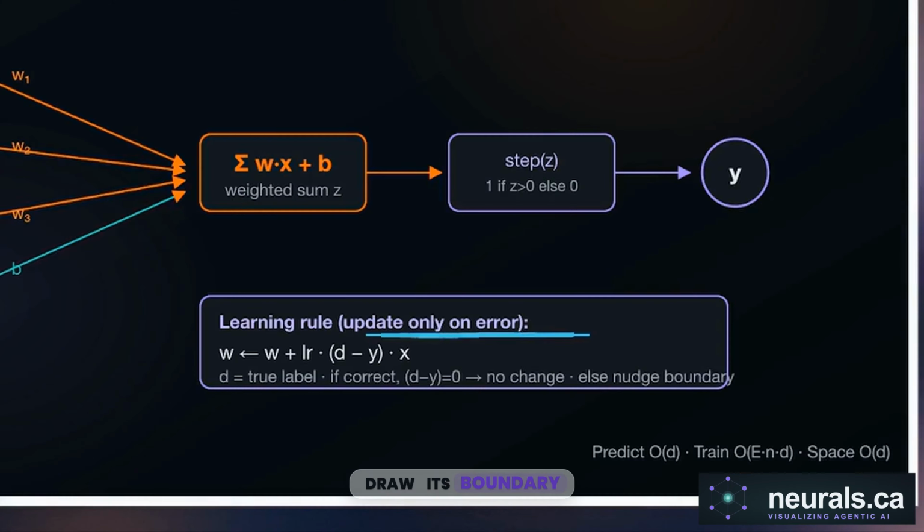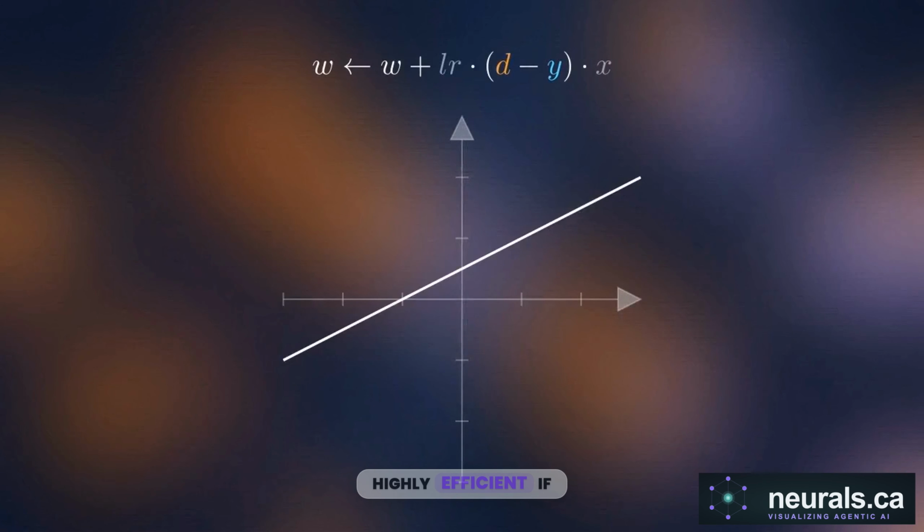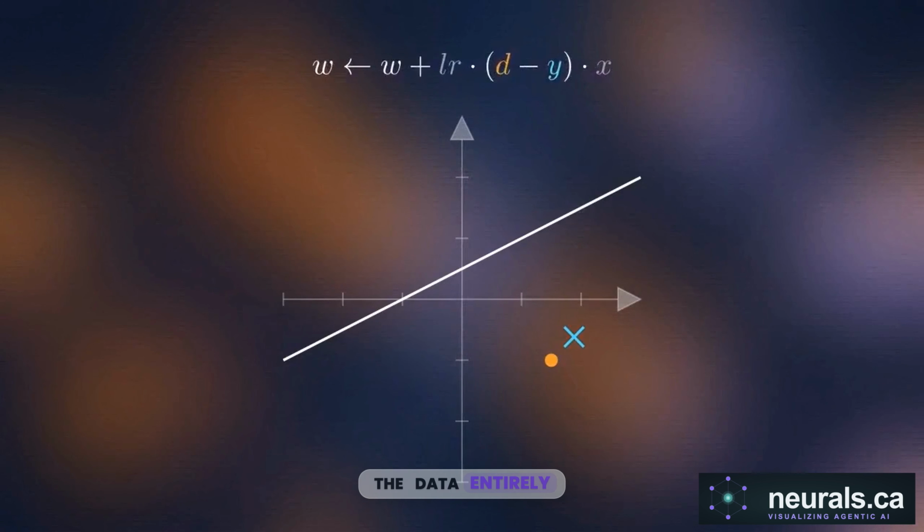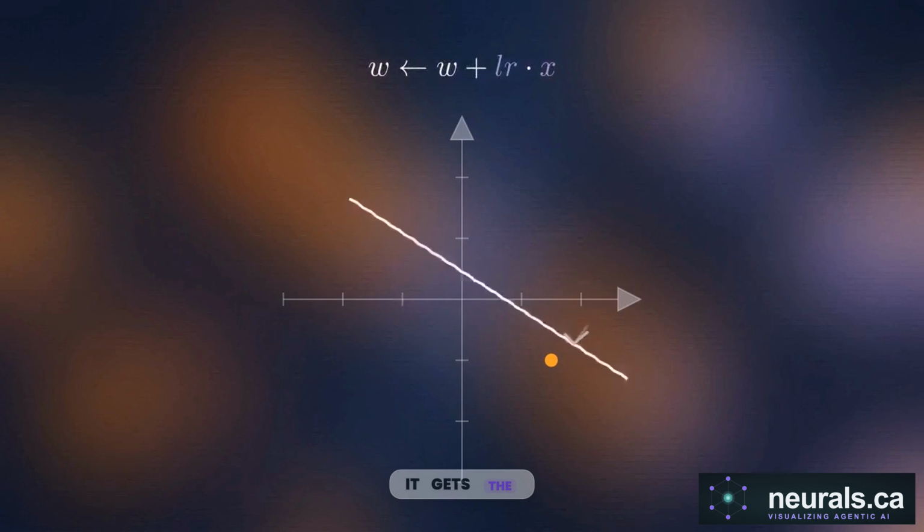To draw its boundary line accurately, the algorithm learns from its mistakes. It uses an error correction mechanic that calculates the exact difference between the true, expected label and its own prediction. The behavioral logic here is highly efficient. If the neuron guesses correctly, that difference is 0, and the formula ignores the data entirely. It only nudges its weights when it gets the answer wrong.